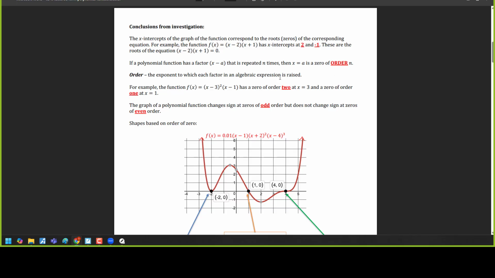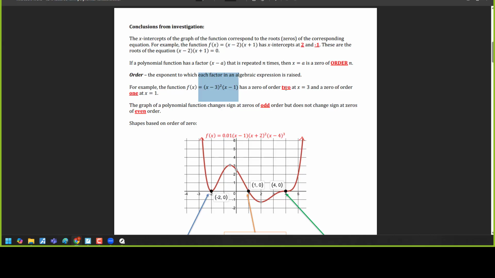Conclusion from the investigation. If you have order, that's fine. Don't worry about the conclusion. You can read that. We're going to move on to the next one. Let's see if we have an example of x minus 3 squared times x minus 1.